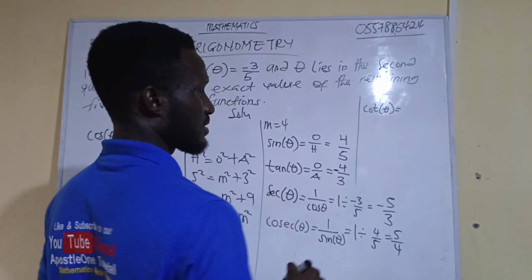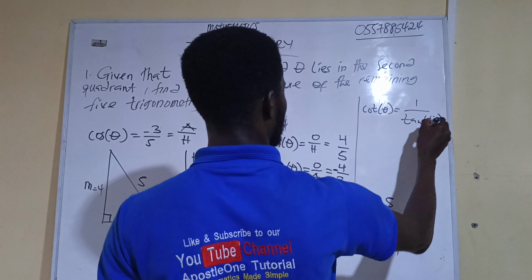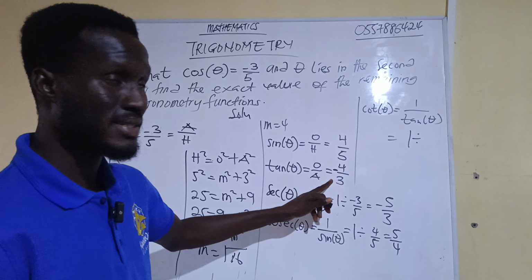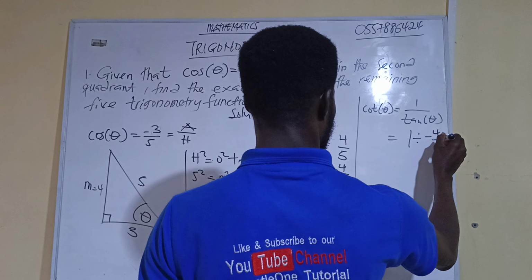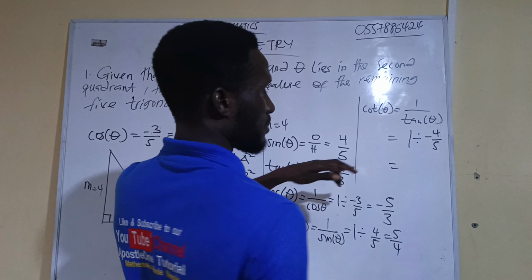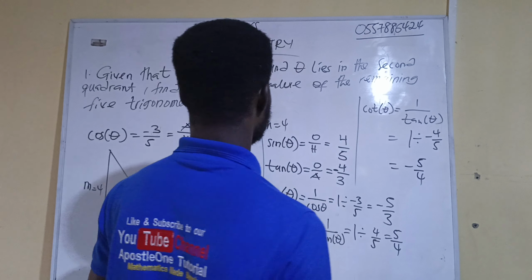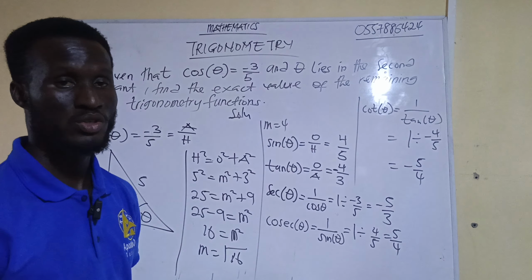And don't forget, cot is the same as 1 divided by tan theta. So, 1 divided by, what is tan theta? Tan theta is negative 4 out of 5. So, we have negative 4 out of 5. Reciprocate this, we're going to get negative what? 5 over 4. Now, you see how simple it is. So, these are the remaining 5 trigonometry ratios.